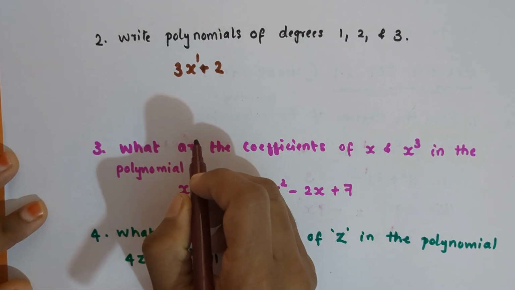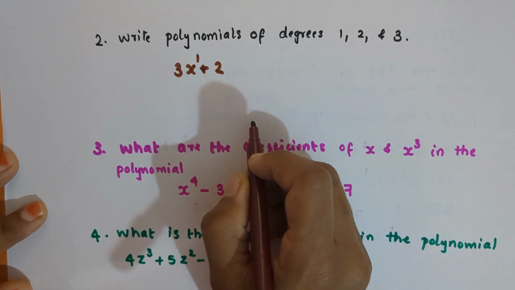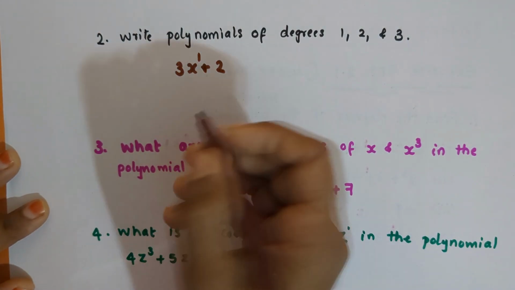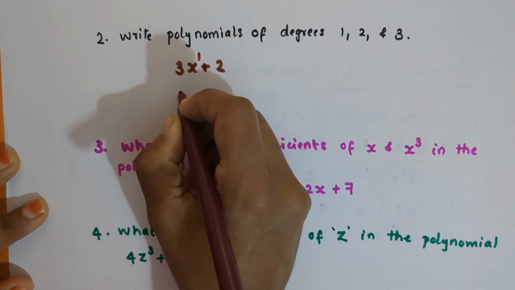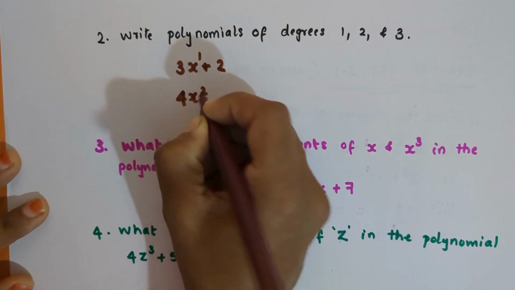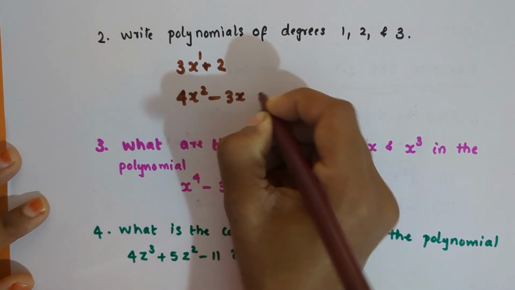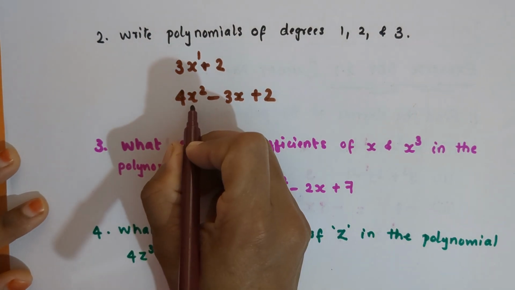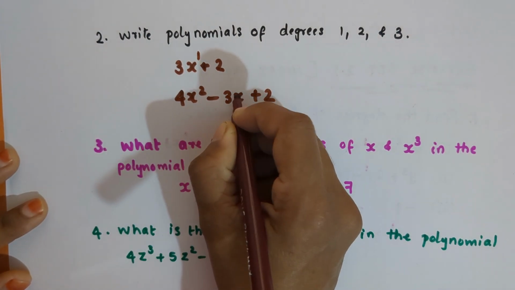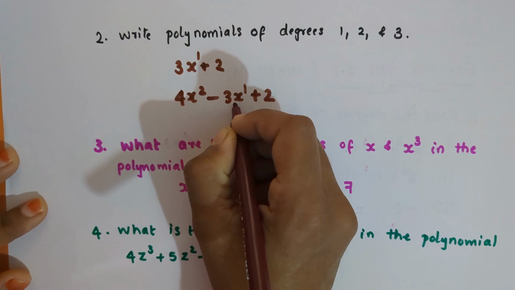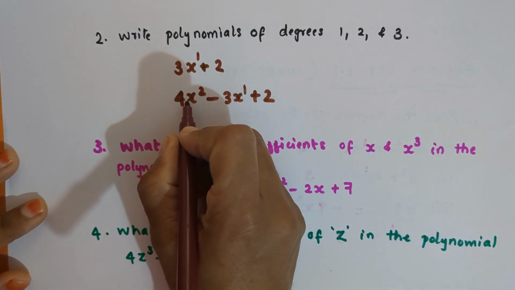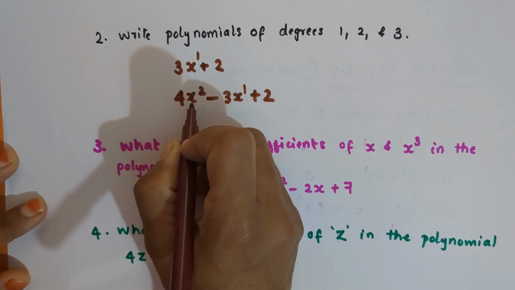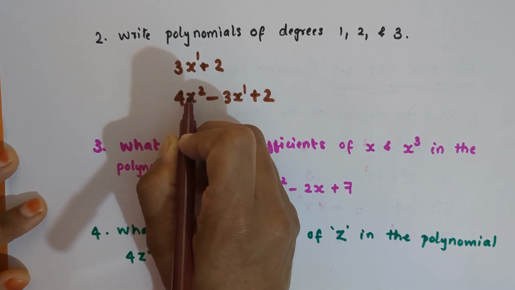Now we want to write a polynomial of degree 2. So the highest power should be 2. I am writing it as 4x square minus 3x plus 2. This is a polynomial. Here the variable is x. This x, its power is 1 because x raised to 1 is x. And there is another x here, its power is 2. So the highest power of the variable is 2 here. So this is a polynomial of degree 2.